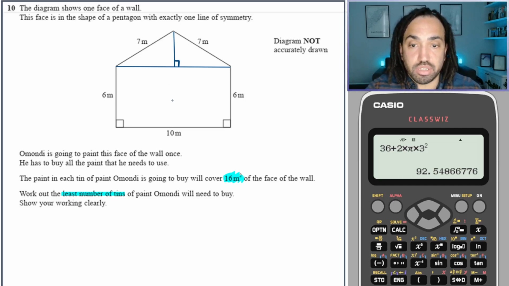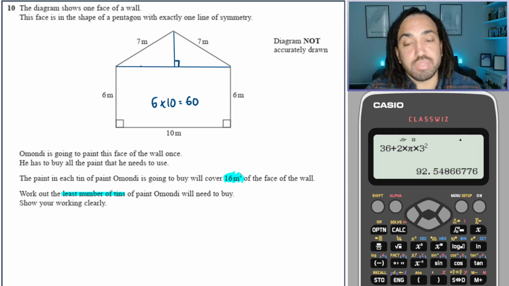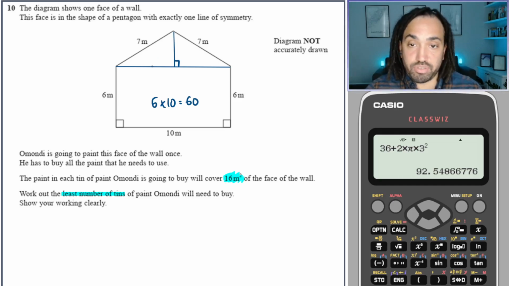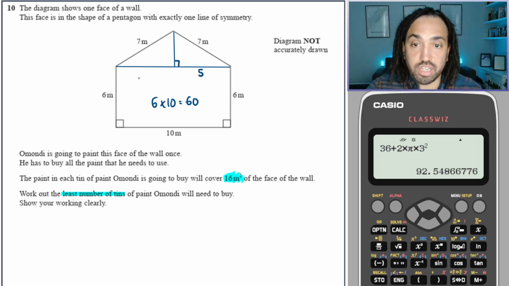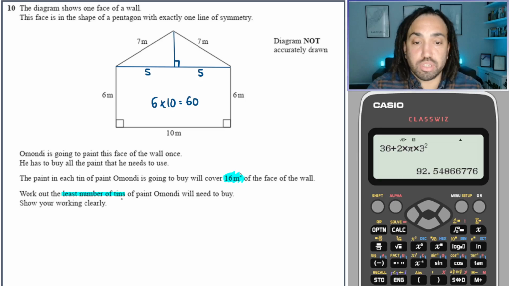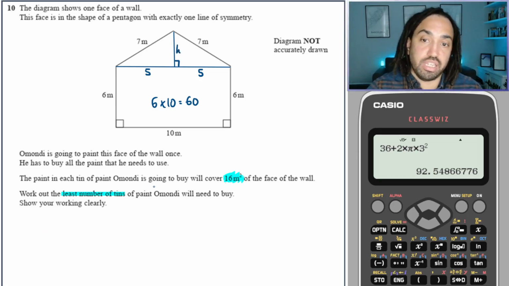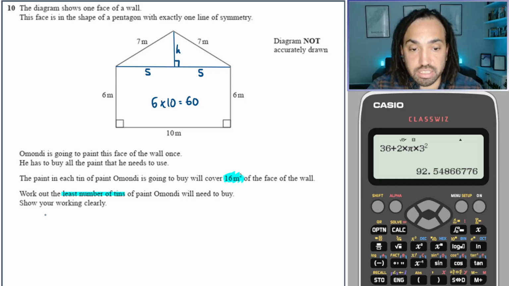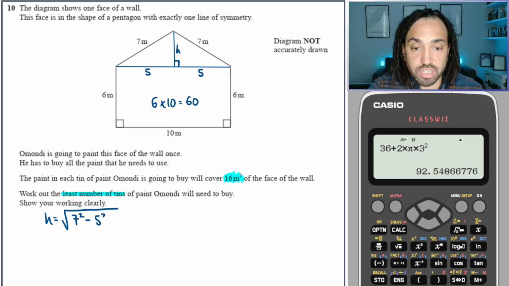Okay, so the area of this part is just 6 times 10, which is 60. Now we have to use Pythagoras' theorem. Lovely. So this is 5, and that's 5, obviously because it's got a line of symmetry, so it's perfectly even on each side. So in order for me to find h, the height of the roof shape, we'd have to use Pythagoras' theorem. So we take the long side and we subtract one of the short sides to find the other short side.